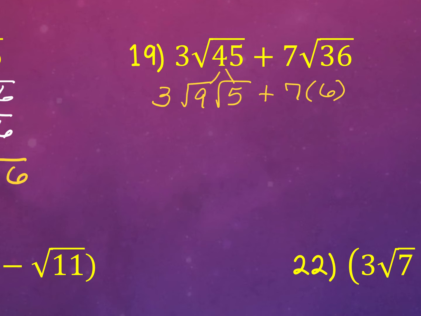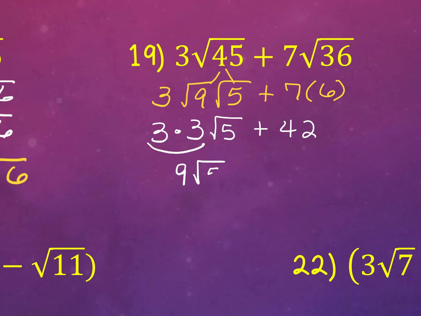Now I'm going to go ahead and simplify the 45. So out of the 45, the 9, I can square root it. It becomes a 3. 5, nothing to pair. And then I'm going to multiply the 7 times 6, because both of these numbers are out of the radical now. Also over here, I have 2 numbers out of the radical, so I can multiply those as well.